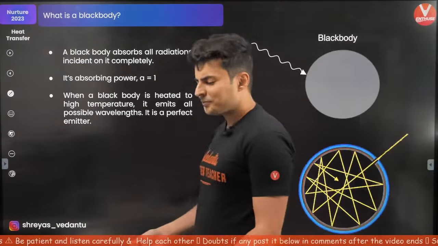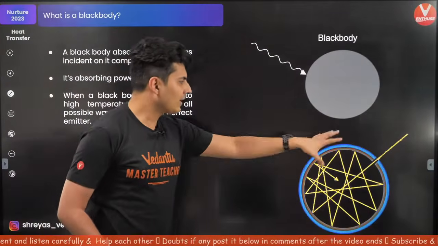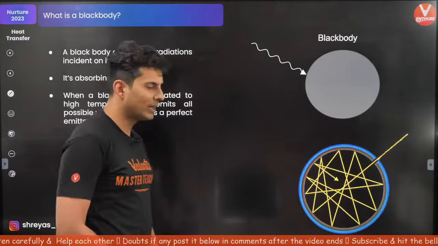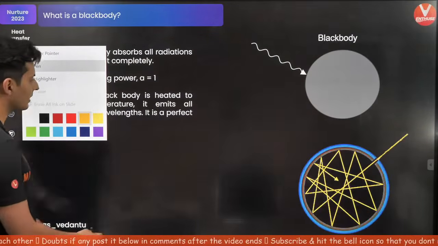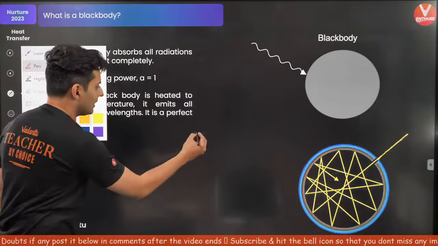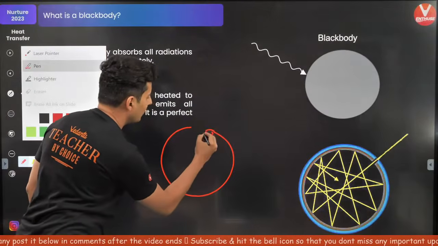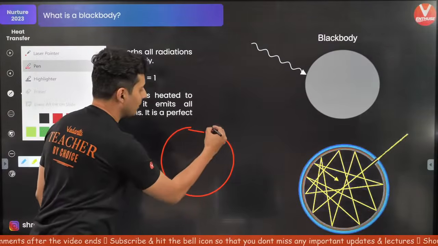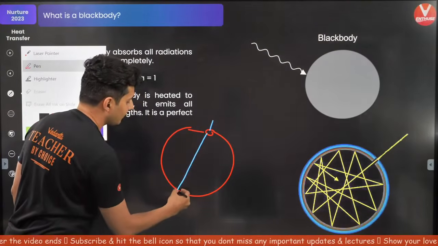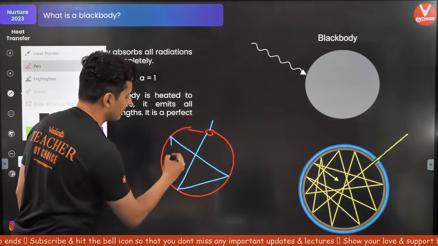It's very easy. You take a sphere, you have a small opening over here. So what I have done over here, I'll just tell you, very interesting thing. You basically take a sphere, you keep an opening and let the light fall from that hole on this surface and let it get reflected multiple times.